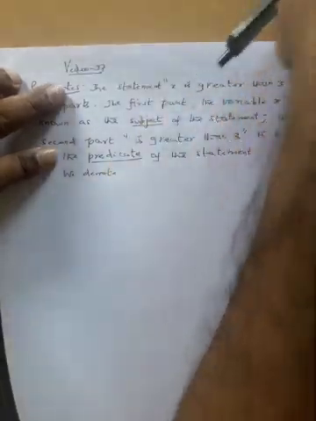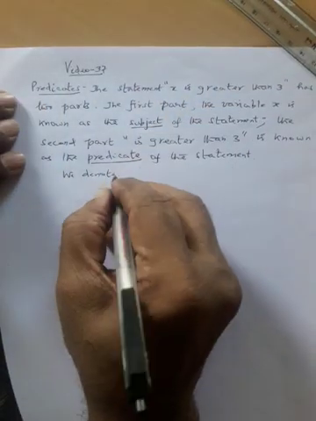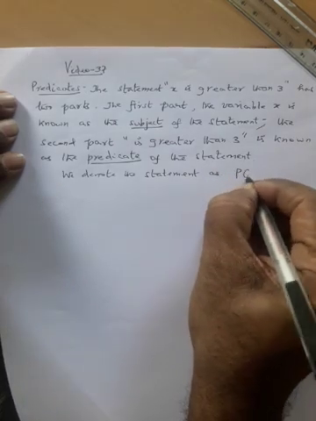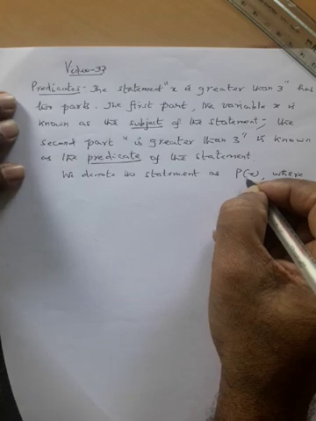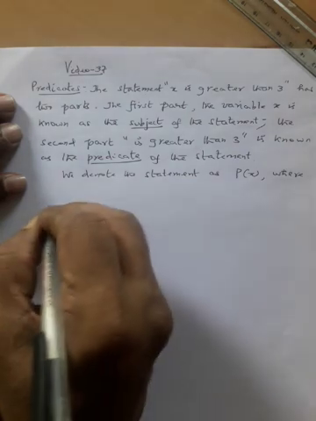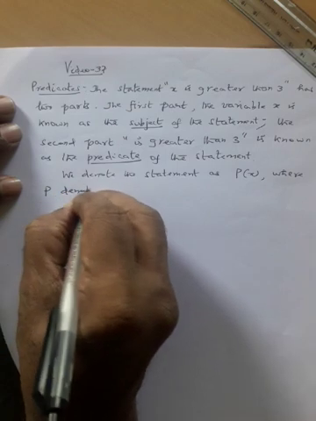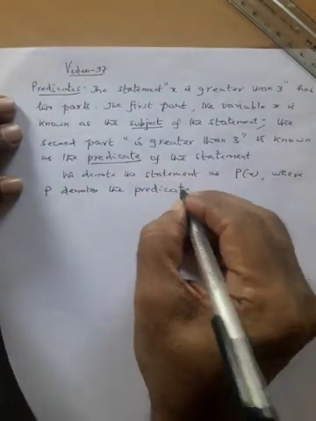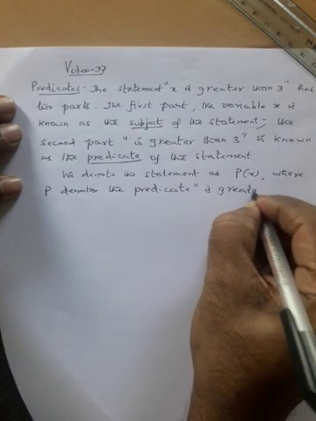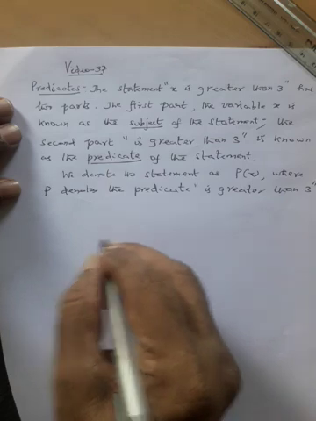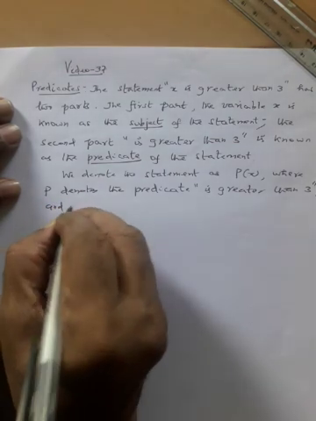We denote the statement as P of x, where x is the variable and P denotes the predicate, namely is greater than 3, and x is a variable.